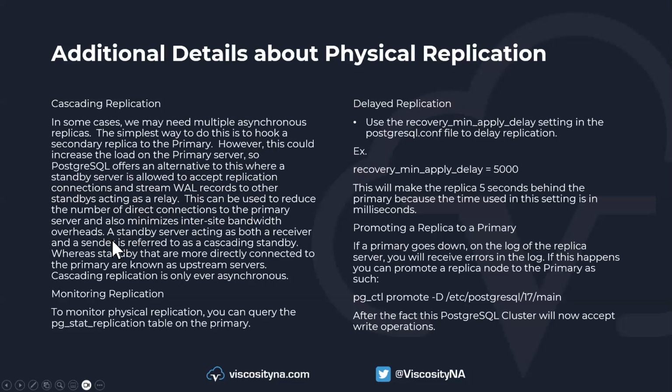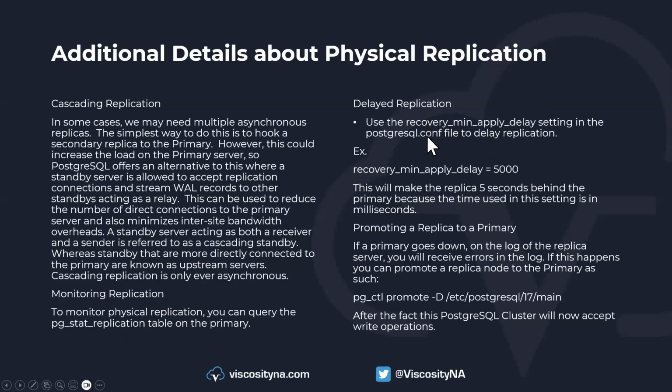So just some technical terms to go with that. A standby server acting as both the receiver and the server is referred to as a cascading standby, whereas a normal standby that's just getting its reads directly from the primary is often referred to as an upstream server. Cascading replication is only ever asynchronous. If you want to monitor replication, there is a view available to you called pg_stat_replication, which you can query from the primary.